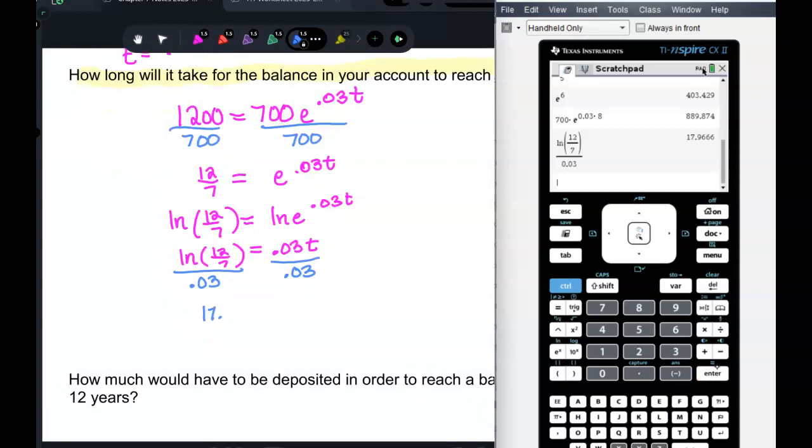Did I say what to round to? No. The 3% is $30. So we'll say about 18 years. That's a 7, by the way.